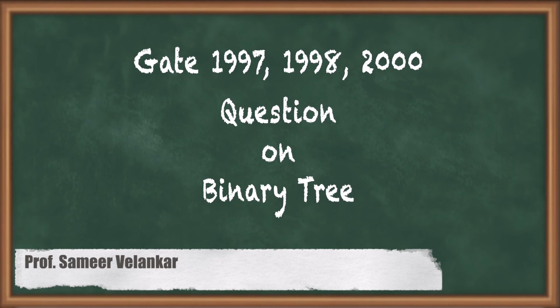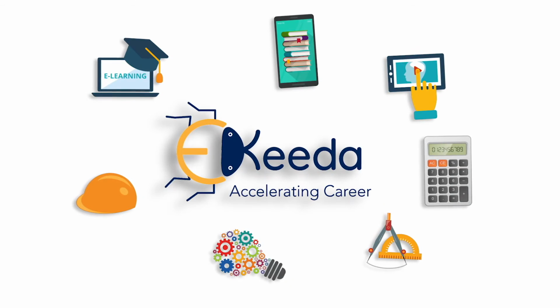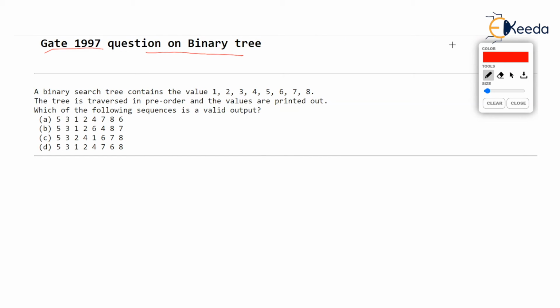Let's see a question asked in GATE 1997 on binary tree. Now they have mentioned that a binary search tree, check this word, binary search tree contains the values 1 to 8. But they have not mentioned who is the root, which node is the root, and what is the relation between these values. Of course, the less than, greater than rule will be preserved because it is a binary search tree. But these values are somehow stored. 1 to 8 are somehow stored in the binary search tree.